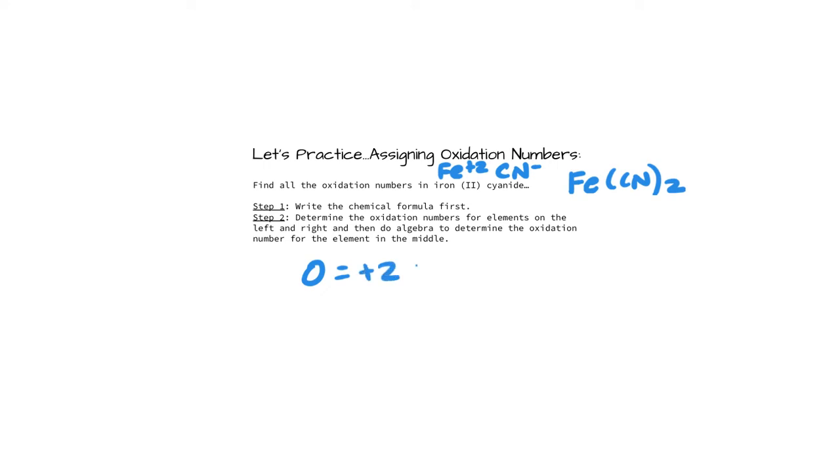So if I know that iron had a +2, then I would put a +2. Then I'm going to add 2 times X, because I don't know what the carbon is, but I know that the nitrogen is the more electronegative element, so it is going to have its charge of -3, but there are 2 of them, so I'm going to take 2 times -3, and then just do some algebra. So let's distribute the 2 to the -3, so I have 0 equals +2 plus 2x plus -6.